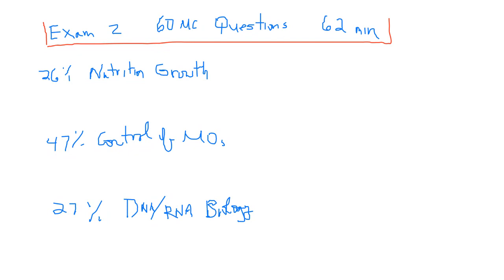What is the parameter for flash pasteurization? 71.6 Celsius. For how long? 15 seconds. Very good. What is the parameter for batch pasteurization? 63 to 66 degrees. For how long? 30 minutes. Good.